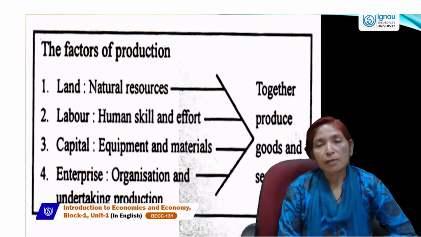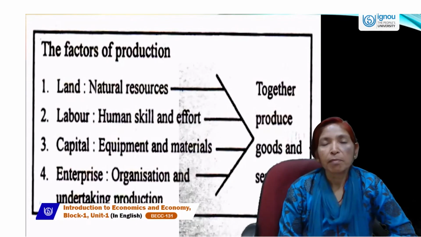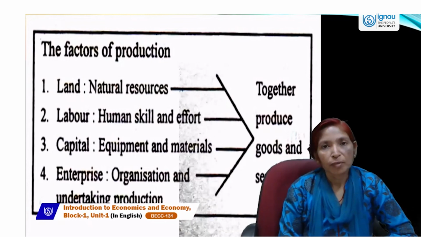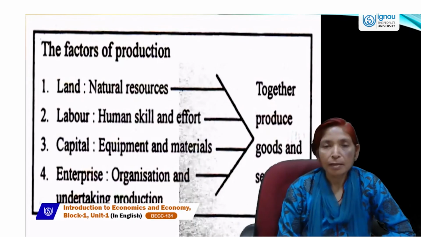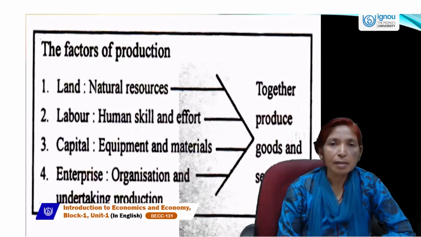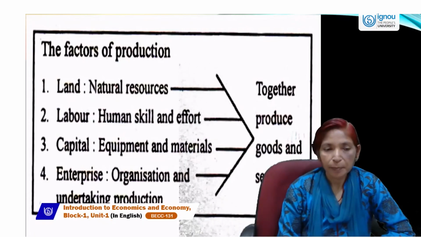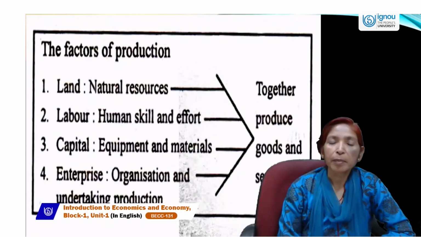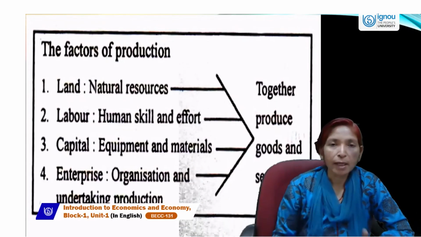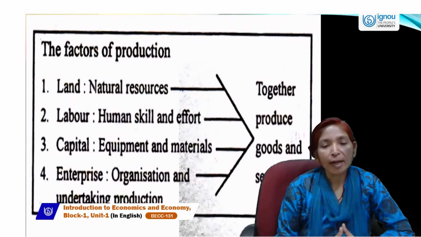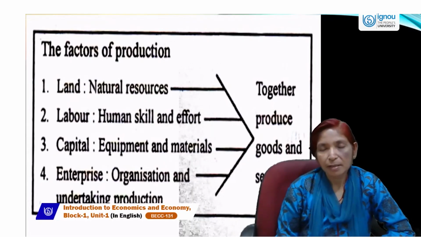Capital. Capital means fixed capital assets like machines, equipment, materials, etc. In developed countries, capital is abundant, but labor is scarce. In developing countries, labor is abundant, but capital is scarce. And fourth is enterprise or entrepreneur. An entrepreneur is a person who organizes all those factors of production and undertakes production activities.